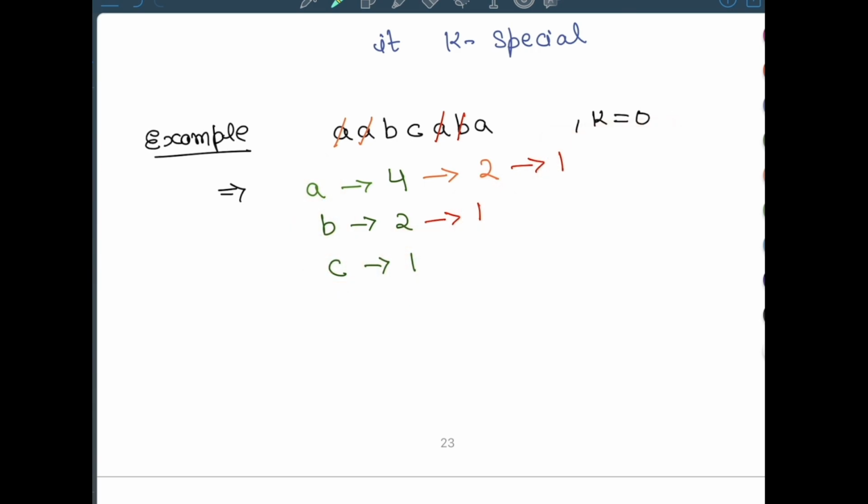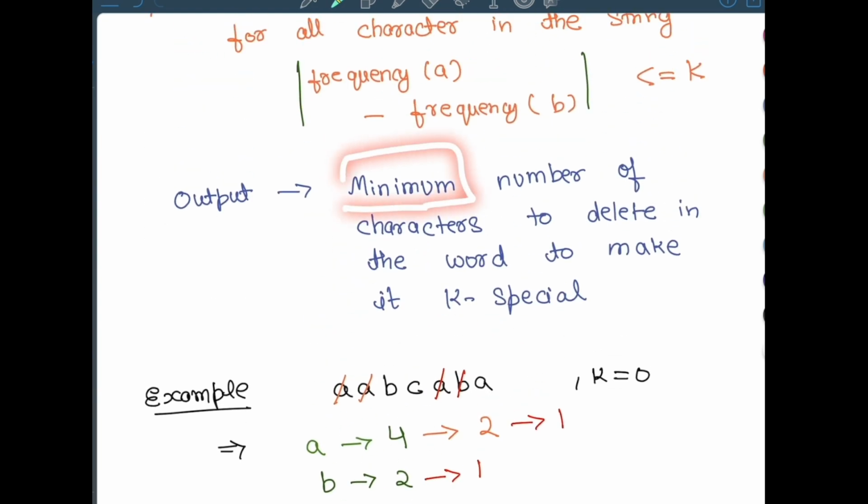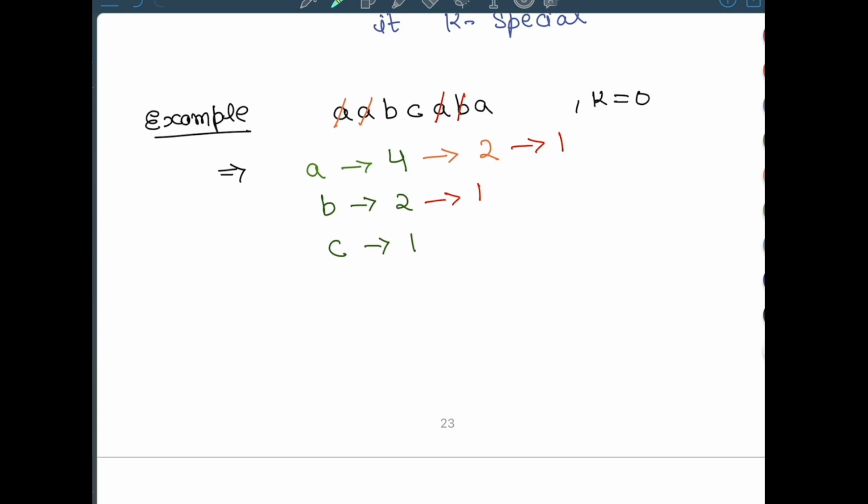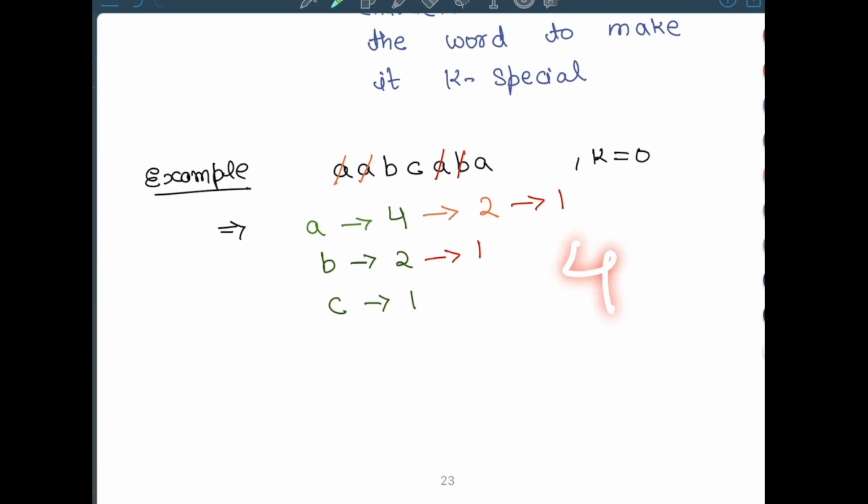But right now we have to delete total 4 characters. 1, 2, 3 and 4, right? So you might say the answer can be 4, but we need to find out the minimum number of characters to delete, and the minimum number of deletions is not 4. We can actually make it k special in just 3 character deletions. Let me show you how.